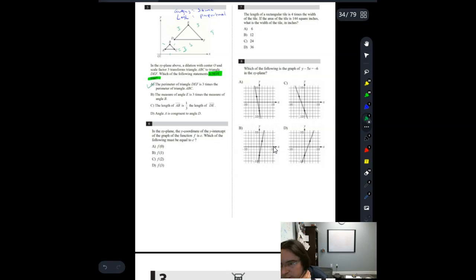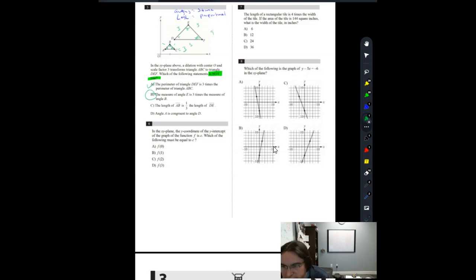So that's true. The measure of angle E is 3 times the measure of angle B. No, that is not true. Remember, the angles are the same. We know that this angle is congruent to this angle, and this angle is congruent to this angle, and this angle is congruent to that angle. So yeah, that is the one that we need. We know that the angles of our similar triangles are identical. So B is the answer choice.